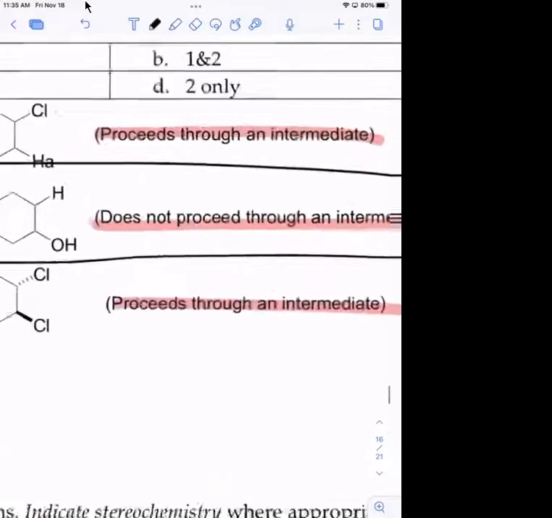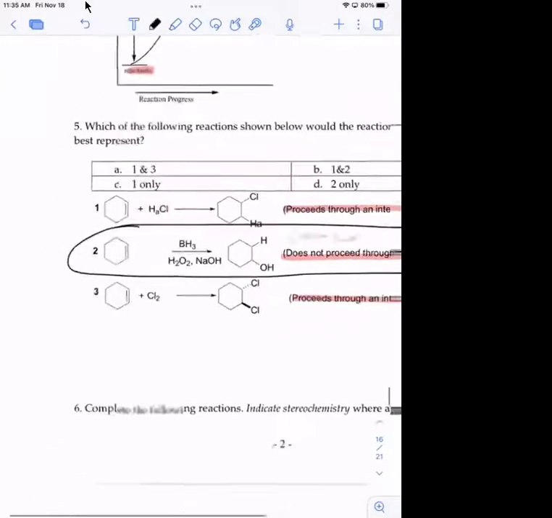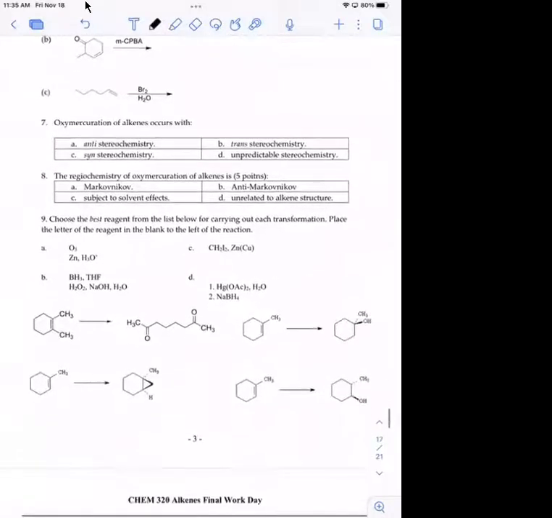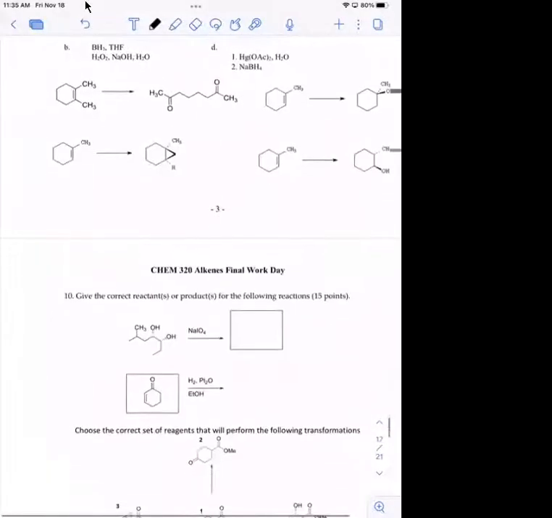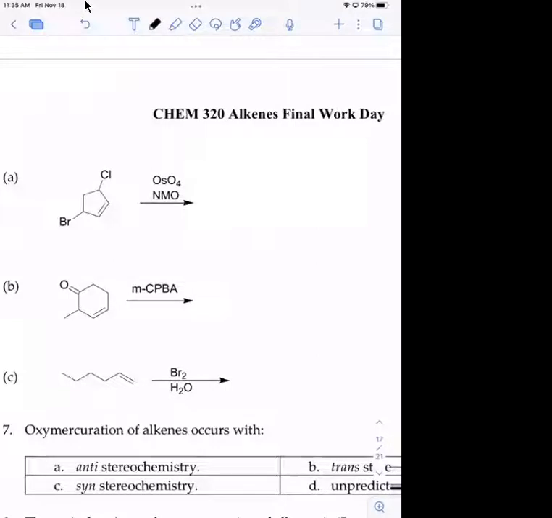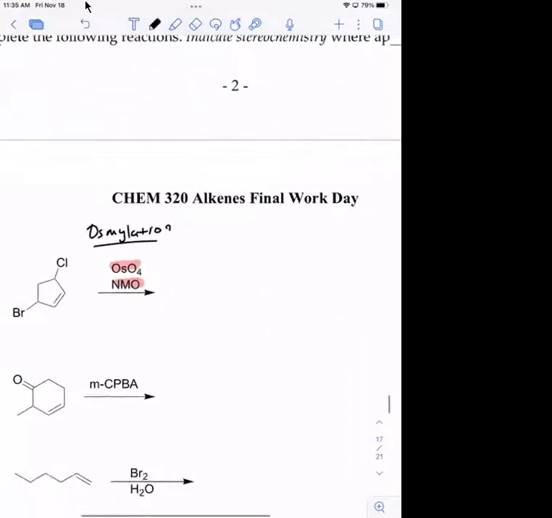Two would be considered concerted, because it doesn't go through an intermediate. And 1 and 3 are both stepwise. Anybody not catch that? All right, I'm just going to walk this down. Let's go to here. The first reaction, OsO4 and NMO, is osmylation. What's the product?